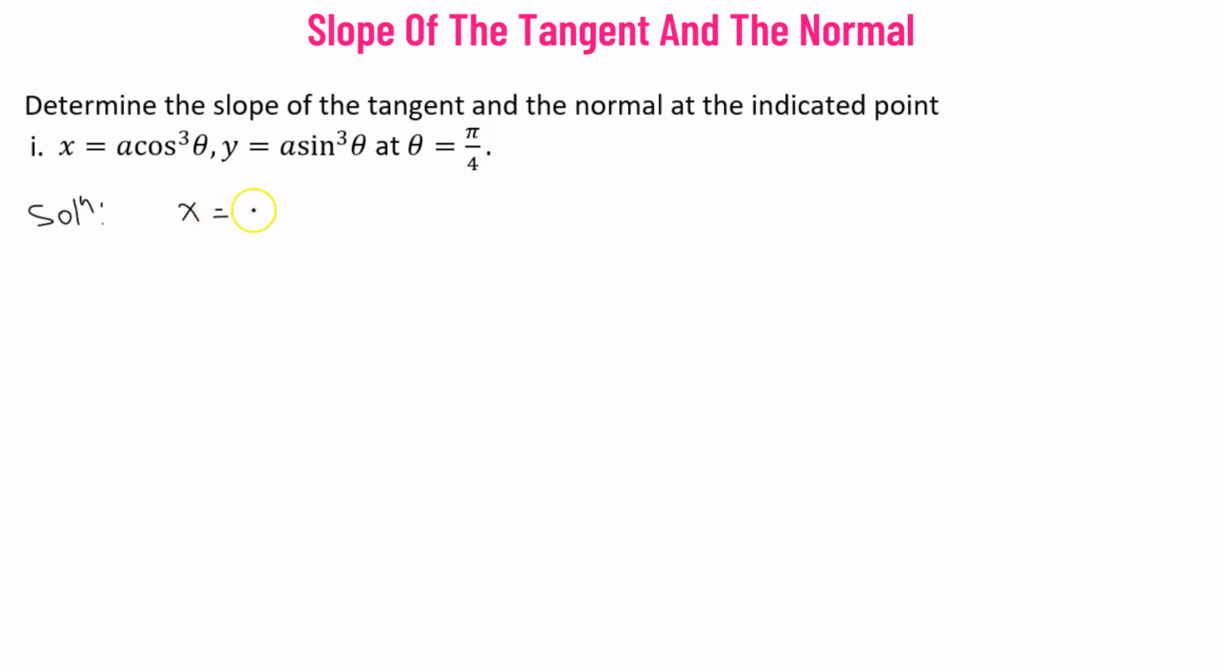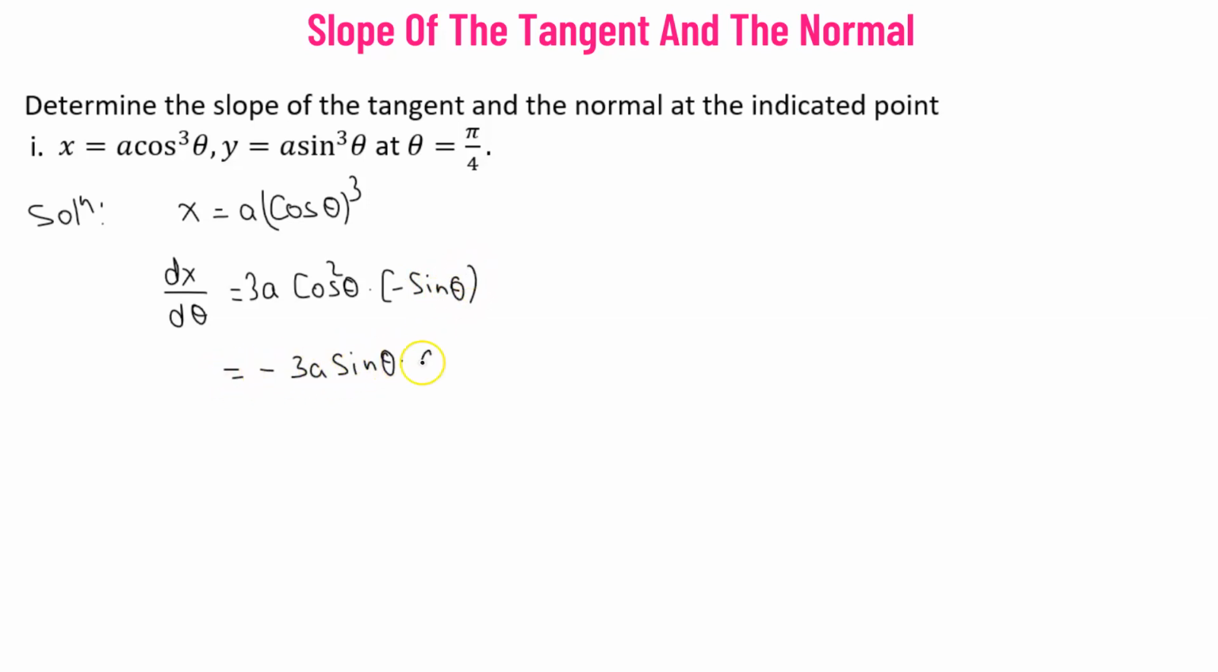We'll begin with x. So we have x given by a times (cosine theta) whole cube. Now we will take the derivative of x with respect to theta. That means we have to apply the power rule including the chain rule to find the derivative of (cosine theta) whole cube. So that will be 3 times cosine theta squared times negative sine theta. Or simply put, this will be negative 3a sine theta times cosine squared theta. So this is the derivative of x with respect to theta.